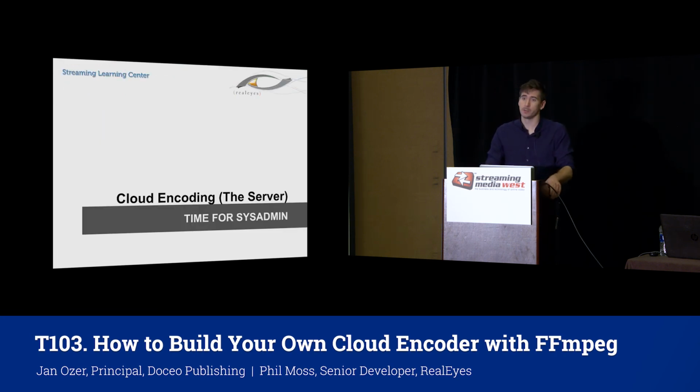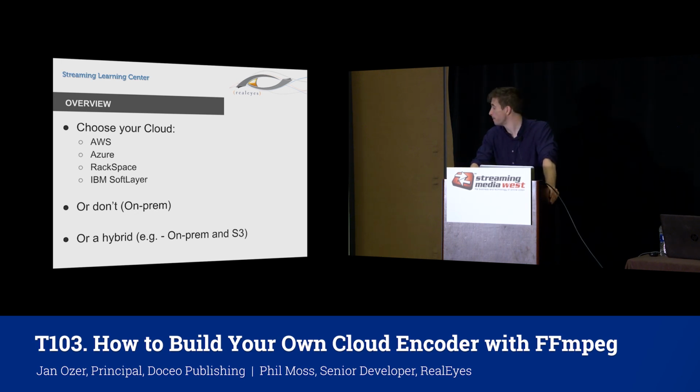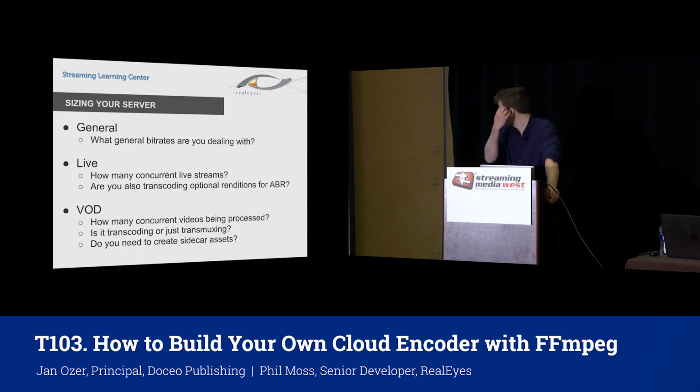All right. So the main thing that I wanted to talk about was not just other people's packagers, but how to create an entire solution for yourself in the cloud or in an application. So you're going to have to choose a cloud to be able to do cloud encoding. You have multiple options: AWS, Azure, Rackspace, SoftLayer. You've got Google Cloud. You can do it on-prem, or some kind of hybrid between on-prem and in the cloud.